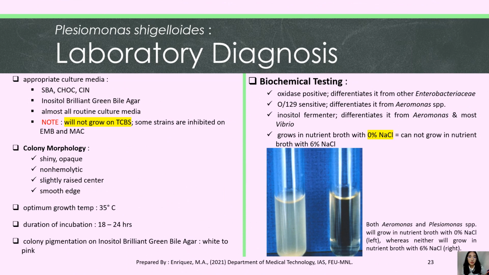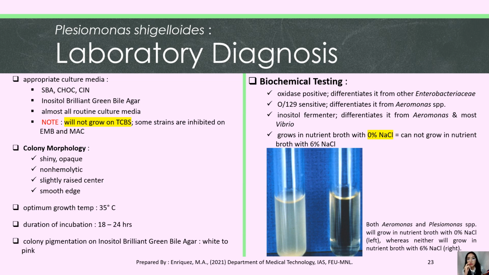Plesiomonas shigelloides will not grow on TCBS, while eosin methylene blue agar and MacConkey agar may inhibit the growth of some strains. And then any other culture media is fine, but inositol brilliant green bile agar is the most recommended one for the isolation of Plesiomonas shigelloides, and their colonies will appear shiny, opaque, with a slightly raised center and a white to pink pigmentation.